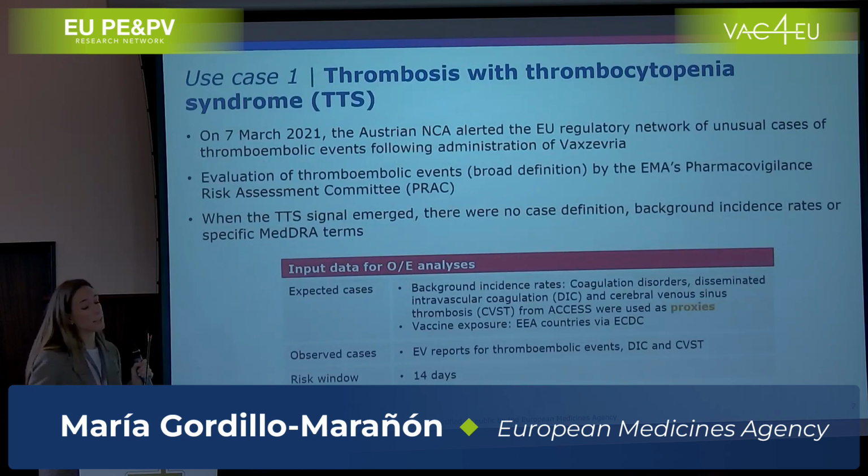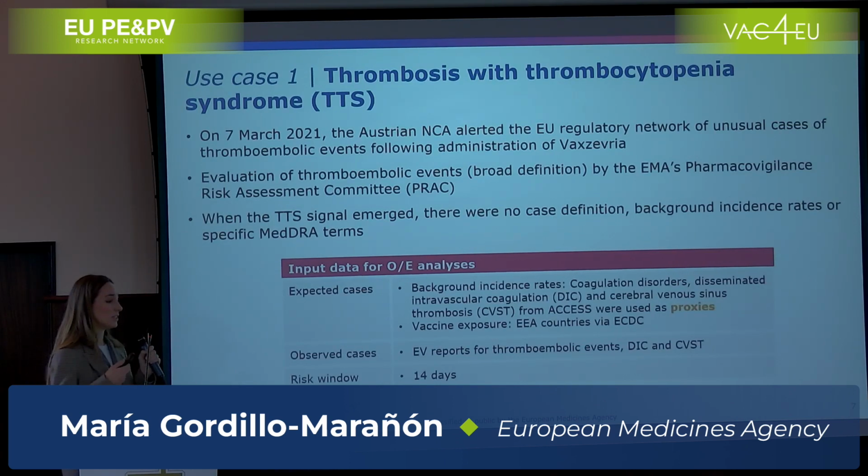So the first use case I wanted to present today is about the thrombosis with thrombocytopenia syndrome and the VAC4EU vaccine. As you may recall, at the beginning of March in 2021, the Austrian National Competent Authority alerted the EU regulatory network of unusual cases of thromboembolic events following administration of VAC4EU. A few days later, the EMA's Pharmacovigilance Risk Assessment Committee initiated the evaluation of thromboembolic events, and this led to the identification of a new risk for a rare combination of thrombosis with thrombocytopenia.